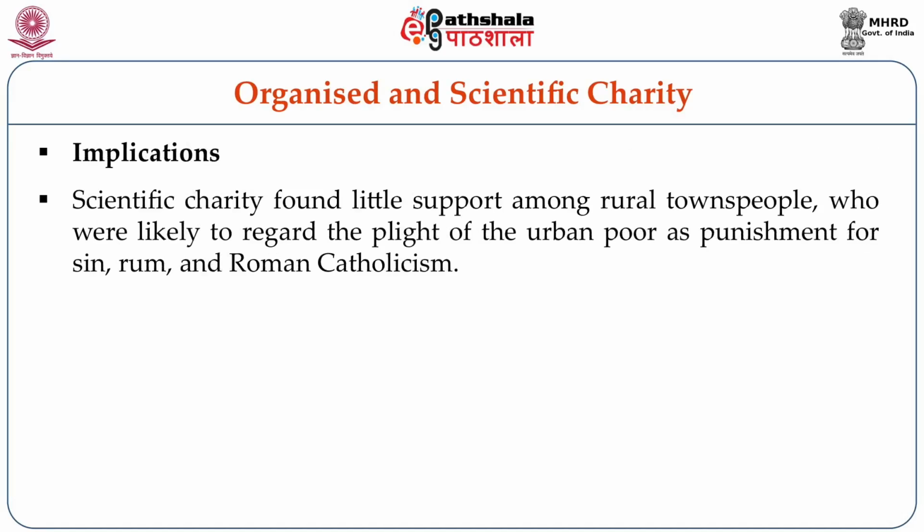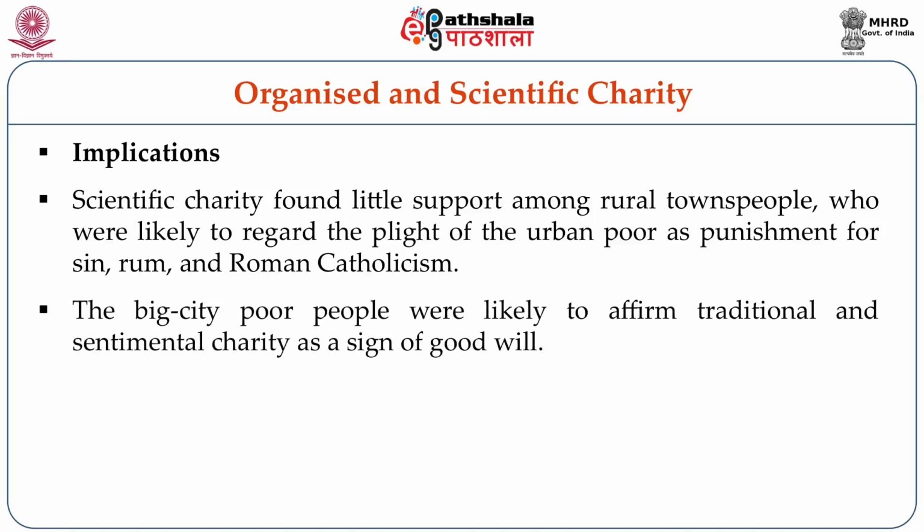What were the implications of these two forms of organized and scientific charity? One, scientific charity found little support among rural townspeople who were likely to regard the plight of the urban poor as punishment for sin, rum, and Roman Catholicism that they criticized. The big city poor people were likely to affirm traditional and sentimental charity as a sign of goodwill.